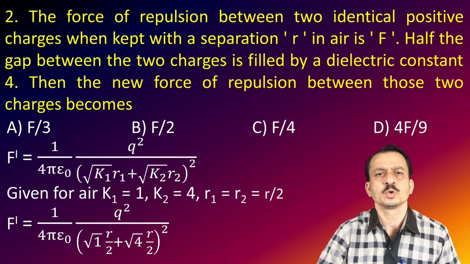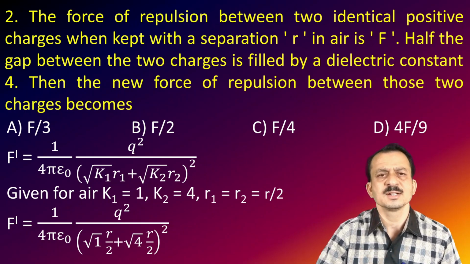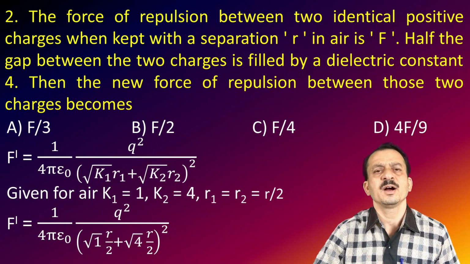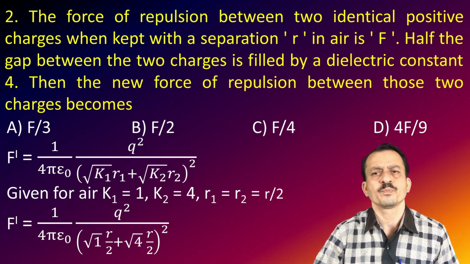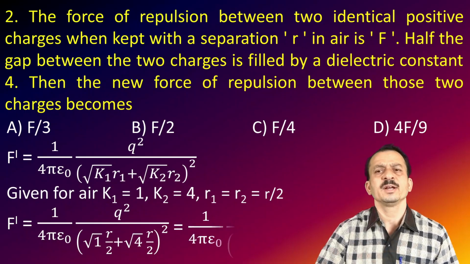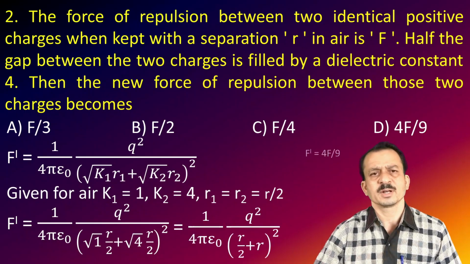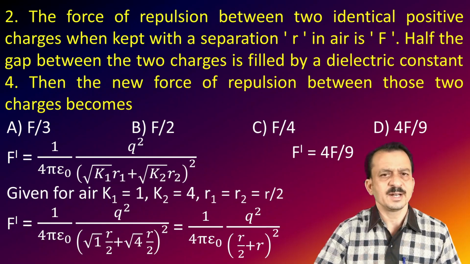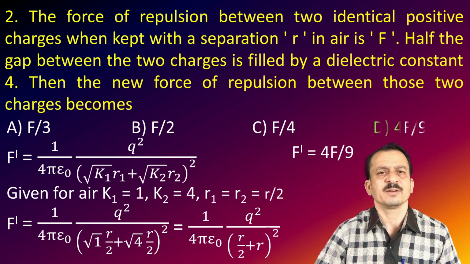Root 4 is 2, therefore the 2 cancels. Now r by 2 plus r becomes 3r by 2. Squaring that, it is 9r square divided by 4. The 4 in the denominator goes to the numerator. Therefore, the final answer becomes F dash is equal to 4 by 9 F. So for this problem, the answer is D, 4 by 9 F.